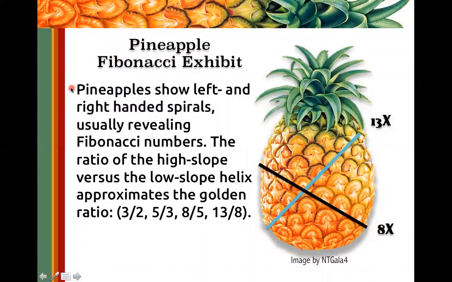Pineapple Fibonacci exhibit. Pineapples show left and right-handed spirals, usually revealing Fibonacci numbers. The ratio of the high slope versus the low slope helix also approximates the golden ratio. Again, we did this earlier, 3 divided by 2, 5 divided by 3. Those get closer and closer to phi, or 1.618. Spiral turns going in this direction have 8 turns, and spirals going in this direction have 13 turns, both Fibonacci numbers.